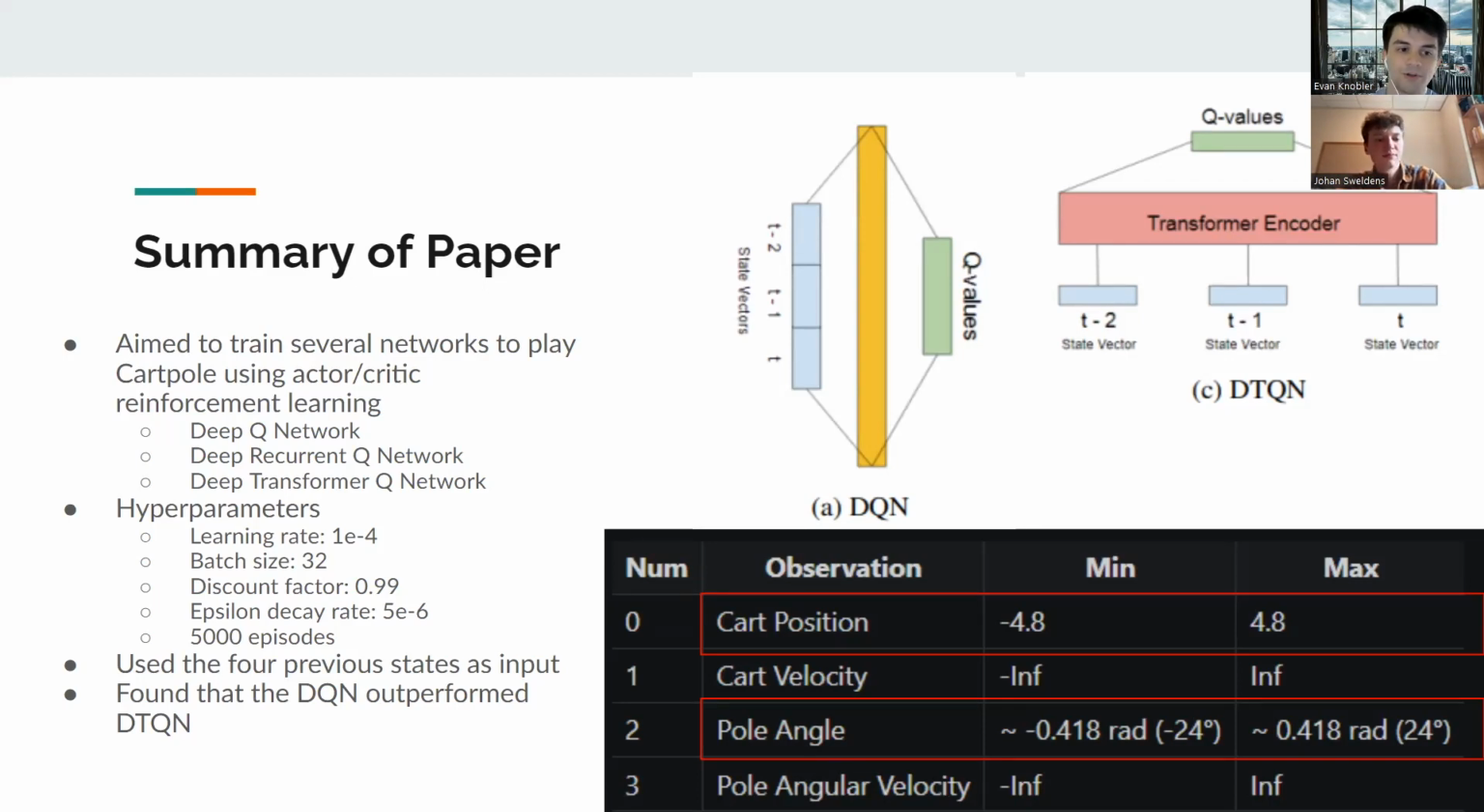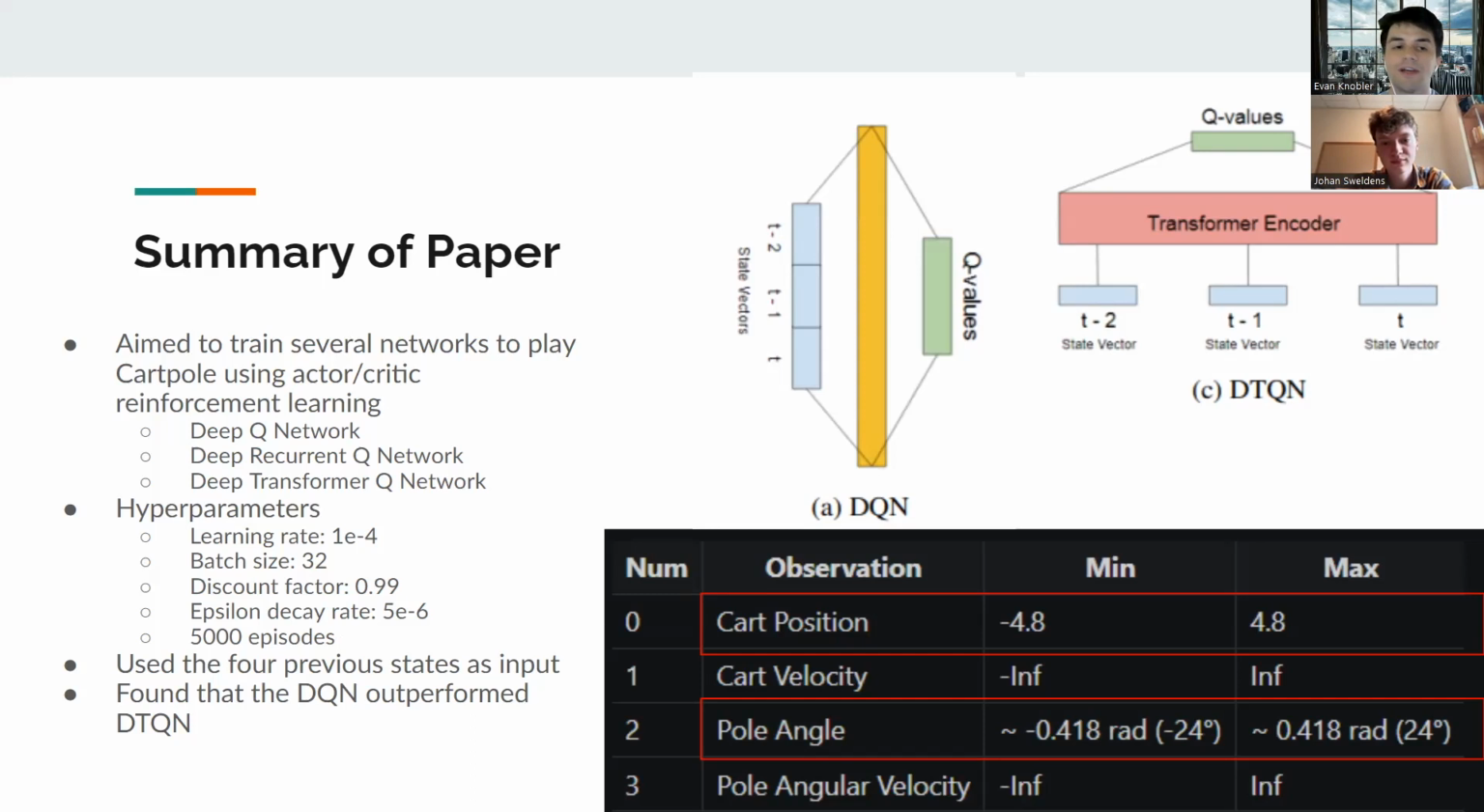So the paper used the hyperparameters as follows. They used a learning rate of 10 to the -4, a batch size of 32, a discount factor of 0.99, an epsilon decay rate of 5 times 10 to the -6, and they ran it for 5,000 episodes. So the goal of this project was to keep most of these hyperparameters the same, but we'll talk more about that in the results.